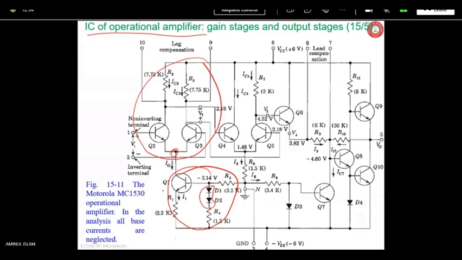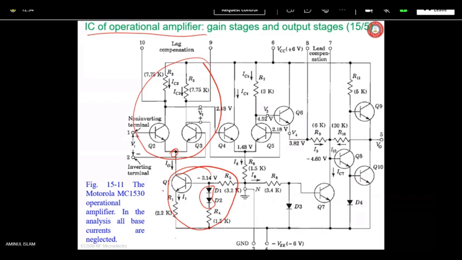VBN6 equals VCN5, which equals VCC minus IC5 into R7, that is 3 kilo ohm. Hence we get this term. DC analysis is understood up to this point. Yes, understood. So we are calculating the voltage of different nodes and also current.